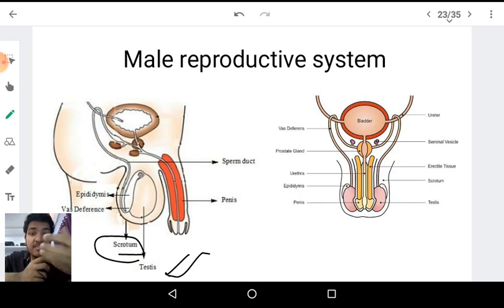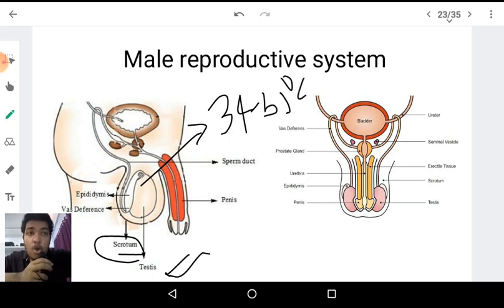And during winters, it contracts so as to keep the testis warmed, because the temperature that is required for the process of spermatogenesis is nearly 34 to 35 degrees Celsius. So it always should maintain this particular temperature, and for the maintenance of this temperature, the scrotum is extremely essential. Now, testis is the site for formation of male gamete, that is sperms.